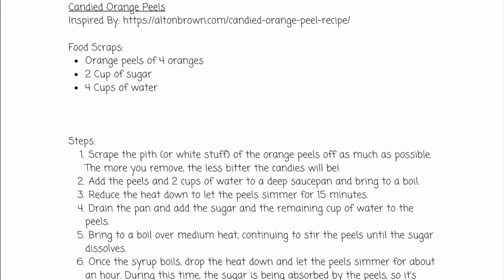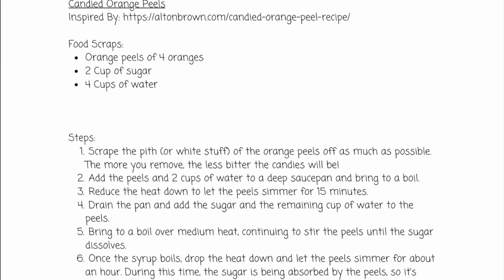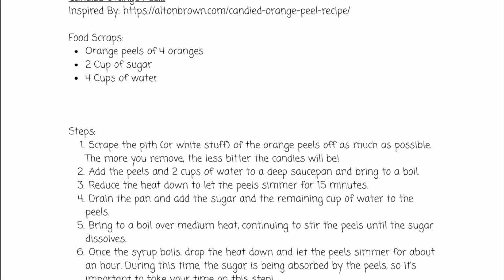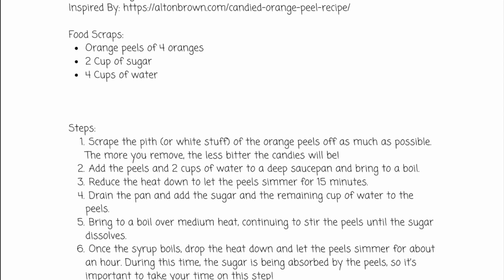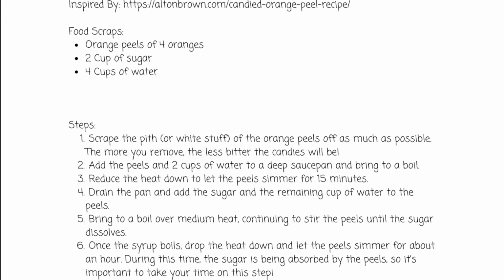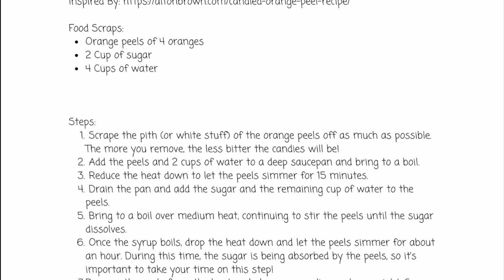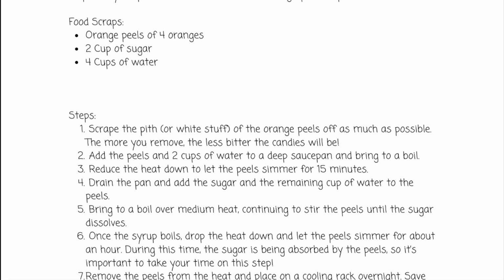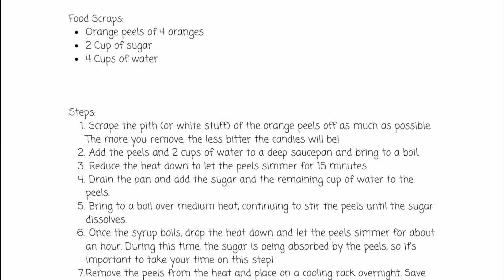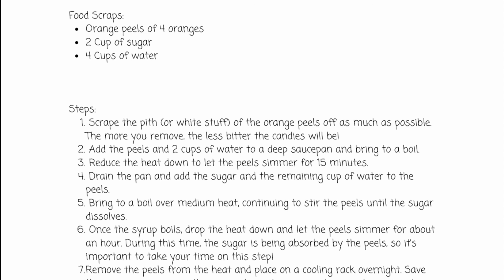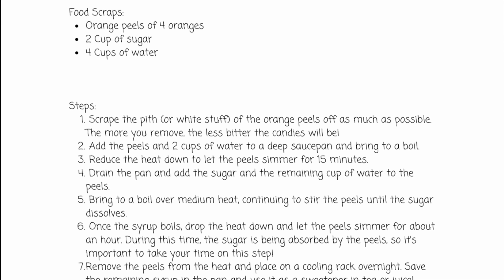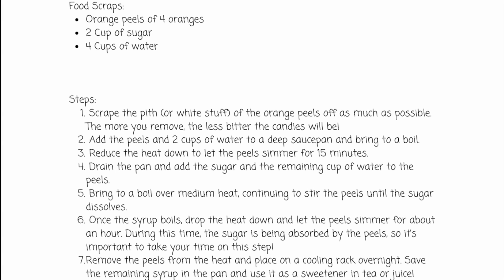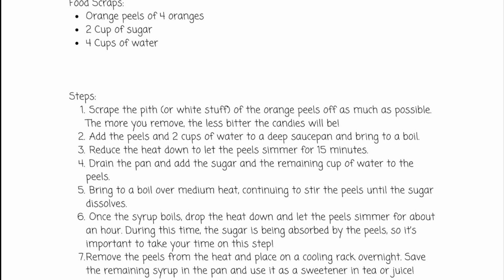2. Add the peels and 2 cups of water to a deep saucepan and bring to a boil. 3. Reduce the heat down to let the peels simmer for 15 minutes. 4. Drain the pan and add the sugar and the remaining cup of water to the peels. 5. Bring to a boil over medium heat, continuing to stir the peels until the sugar dissolves.